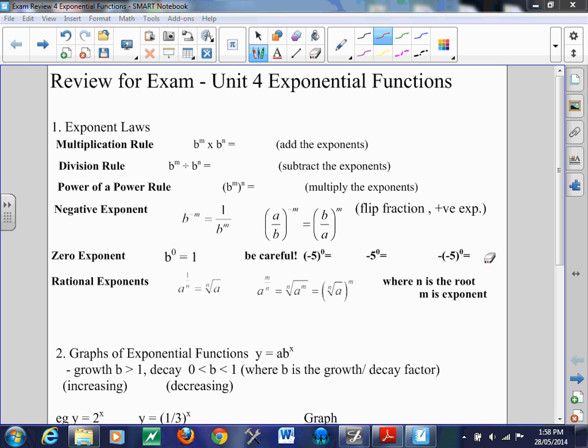Hello class, and welcome to Review for Exam, Unit 4 or Lesson 4 of the review. Today we're going to be taking a look at exponential functions.